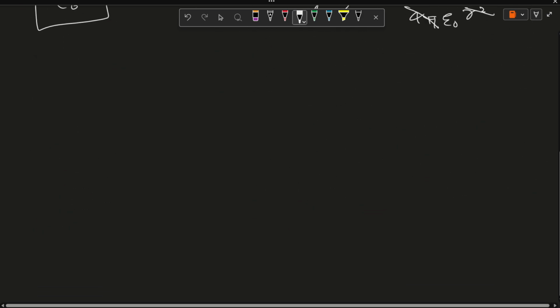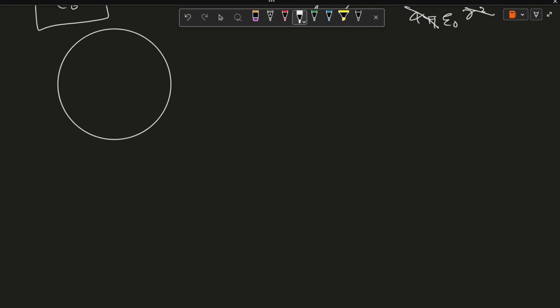Now we have to prove the same thing all over again for an off-centered charge. So the charge is placed not at the center now. Now how do we prove this one? First of all, I would like you to just pause the video and think for a bit. If you can't, then let me tell you the approach.